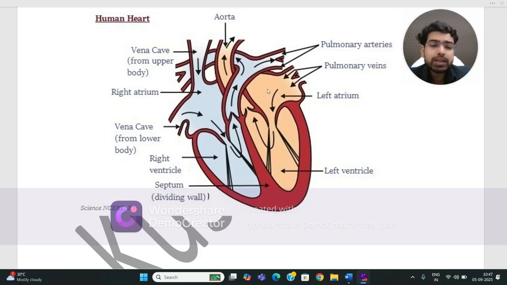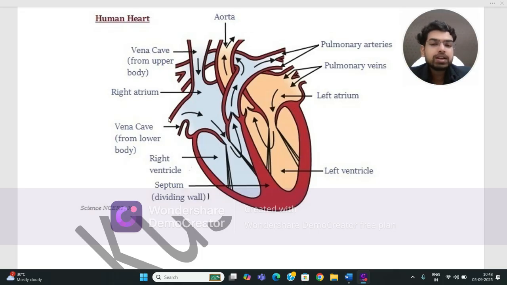Again, when this left atrium gets completely filled with the blood, it increases the pressure on this particular area, which is called valves. So the valves get opened, and the blood again enters inside the left ventricle. When the left ventricle gets filled, the blood starts flowing outside of the heart into the body with the help of the aorta, and the aorta is, by the way, the biggest artery. So in this way, the whole of your heart is working.